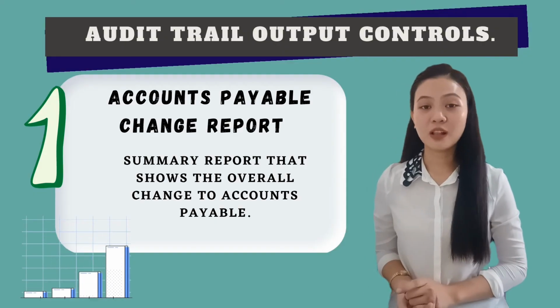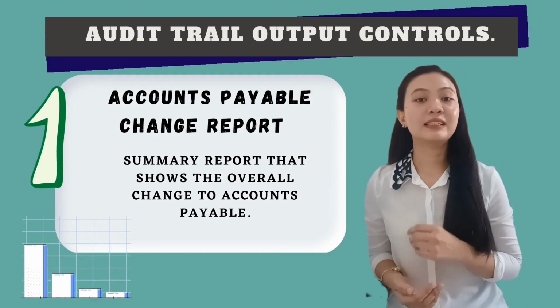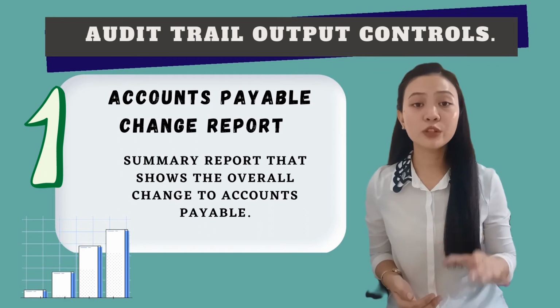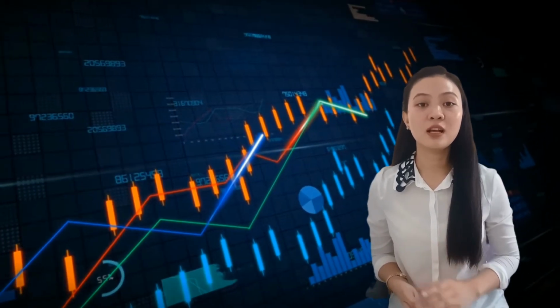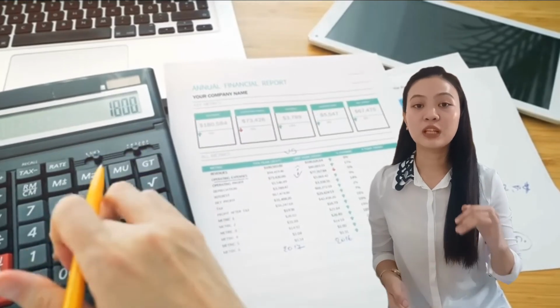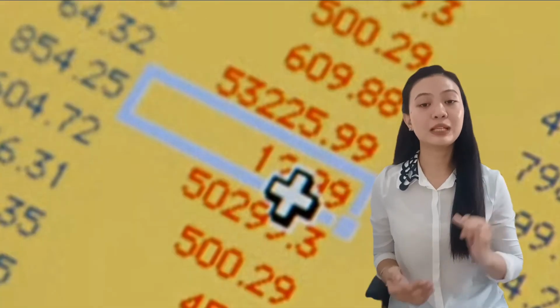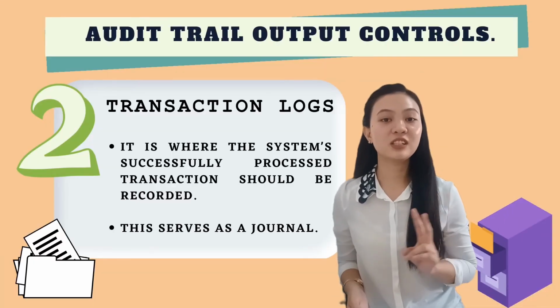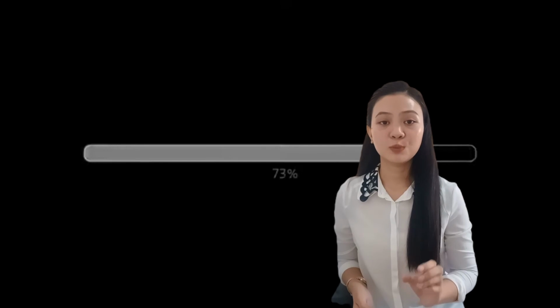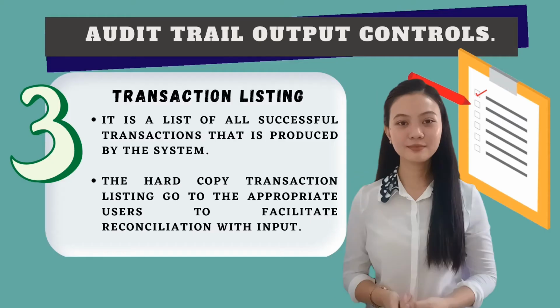First, Accounts Payable Change Report. This document is a summary report that shows the overall change in the accounts payable. This should reconcile with the total vendor invoices received, total cash disbursements, and the general ledger. Second, Transaction Logs. Successfully processed transactions should be recorded on a transaction log, which serves as a journal. Transactions rejected because of input errors should be placed in an error file, corrected, and resubmitted.